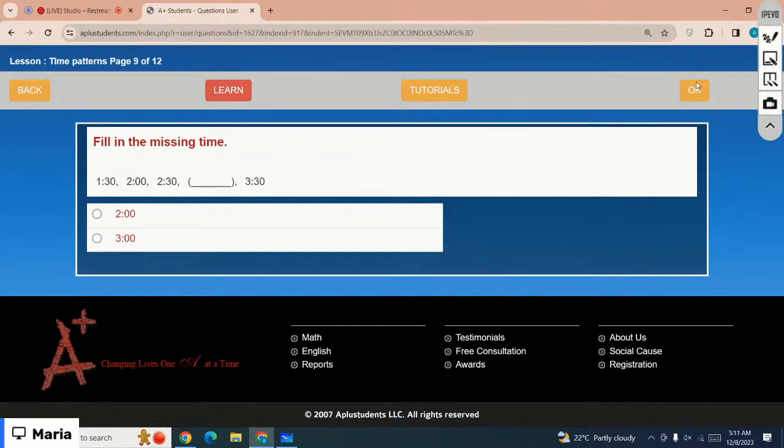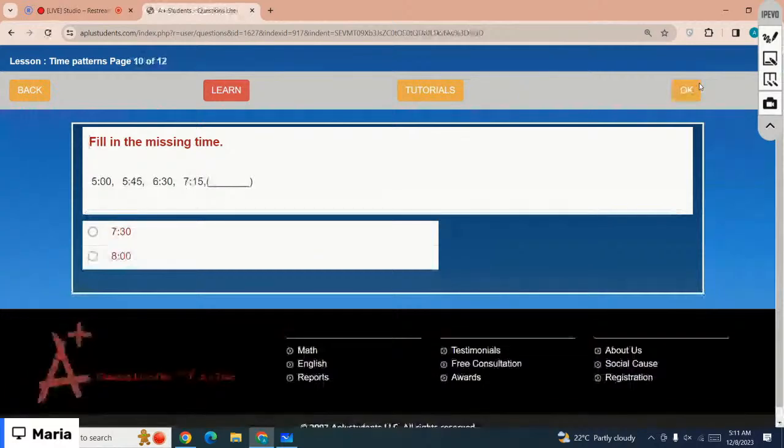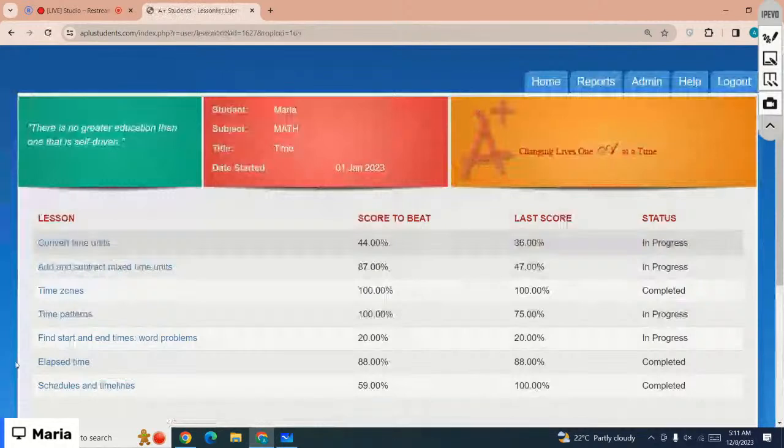Very good, that is 3, right? Okay, you can complete the lesson by yourself later today. Let me just move on to the next lesson. And the next lesson is find start and end times word problems.